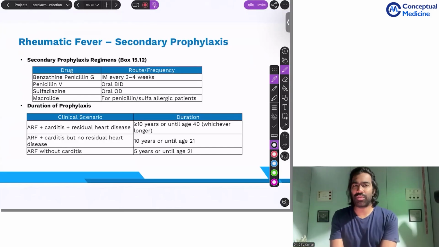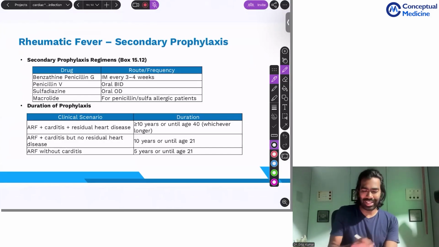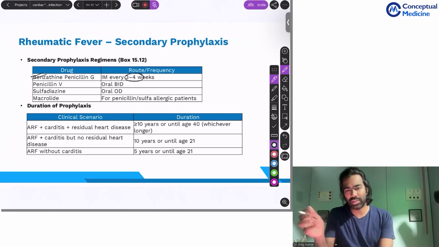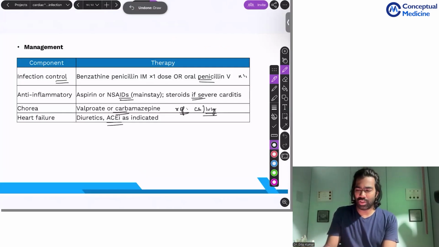What about the secondary prophylaxis? Secondary prophylaxis includes benzathine penicillin. This is the drug of choice for secondary prophylaxis, and you're going to give it every 3 to 4 weeks. So remember, for primary prophylaxis, you're going to give one dose, or oral penicillin V for 10 days.